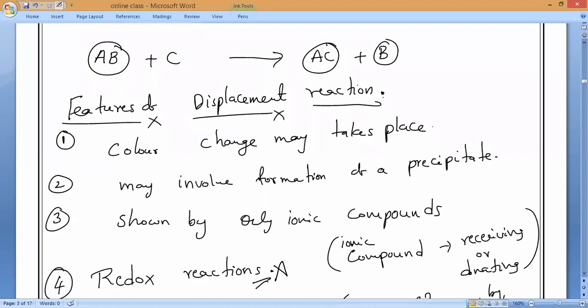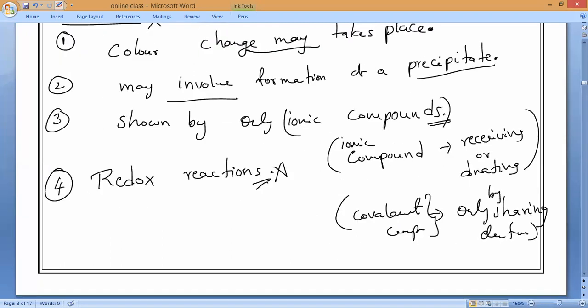So in displacement reactions, color change will compulsorily take place. Next, the second one, some reactions form a precipitate, and it will be shown by only ionic compounds. What do you mean by ionic compounds? Compounds formed only by receiving or donating electrons.